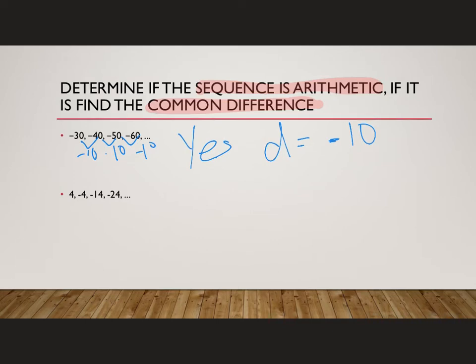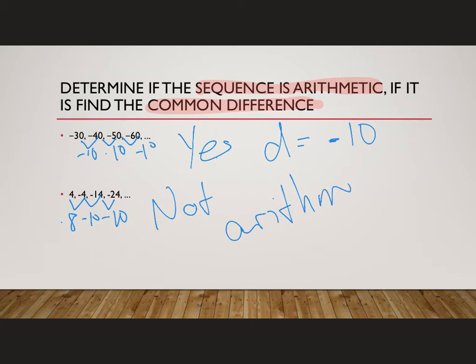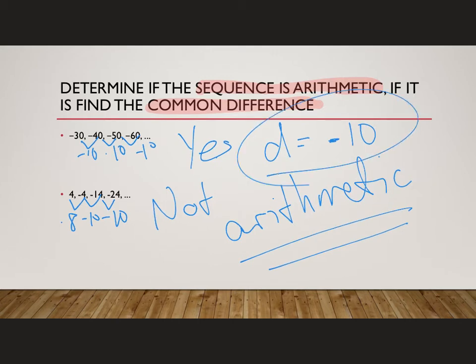Let's look at the next one. Does this look like an arithmetic sequence? So here I'm going down 10, right? Here I'm going down 10. But between 4 and negative 4 is not 10. That's minus 8. So this is not arithmetic. Okay? That's all you're looking at. Do you have that common difference? If so, you're going to tell me what it is.